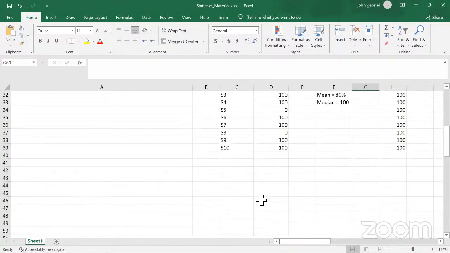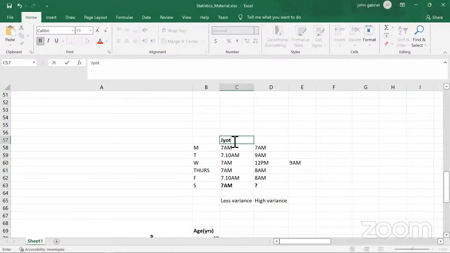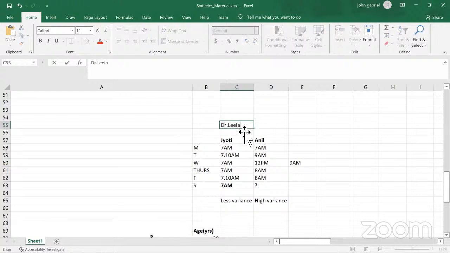So here if you see, I'm able to have some data. Here I'm having, let's say, Jyoti. This one is, let's say, Anil. And here, Dr. Leela is a project manager, and let's say Dr.